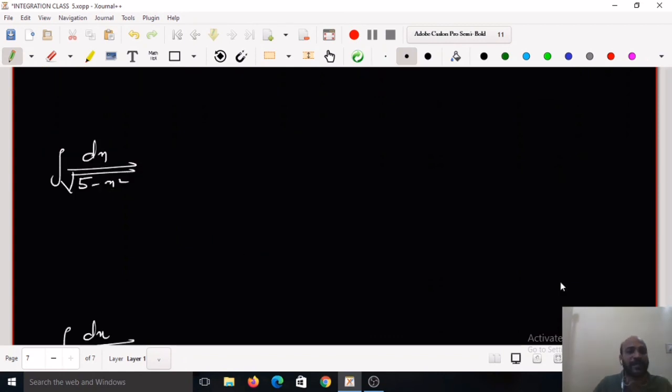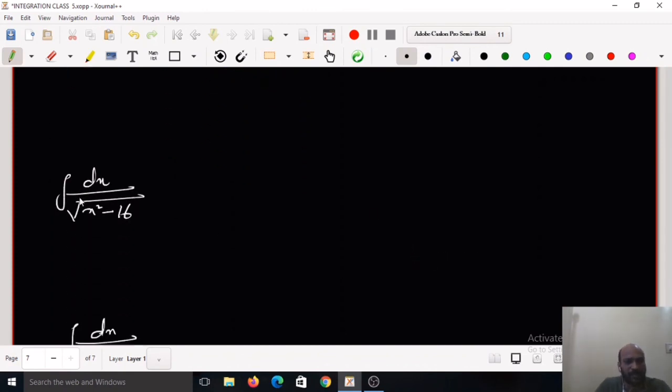Dx by root. So it can be formula 4, 5, 6. Formula 4 is sine inverse. Formula 5 and 6 are log mod x plus denominator. So this is actually formula 4. Formula 4 answer is sine inverse x by a. What is a? A square is 5, so a is root 5. Sine inverse x by root 5 plus c. It's very easy.